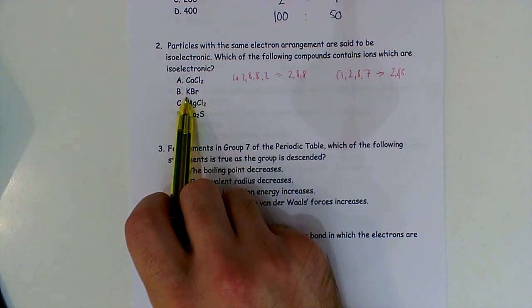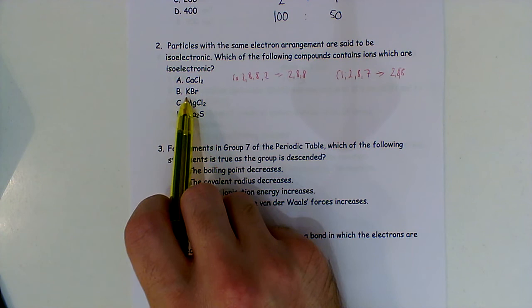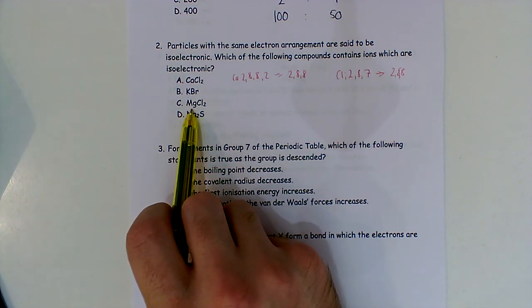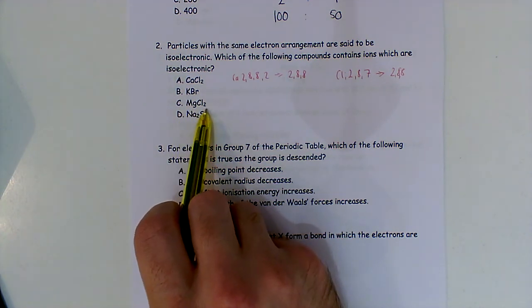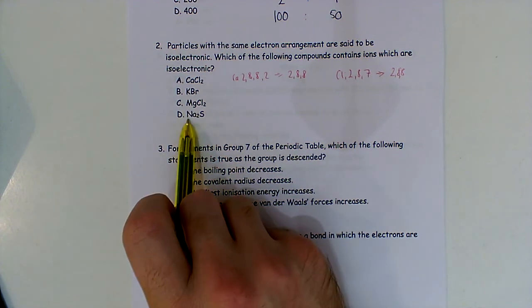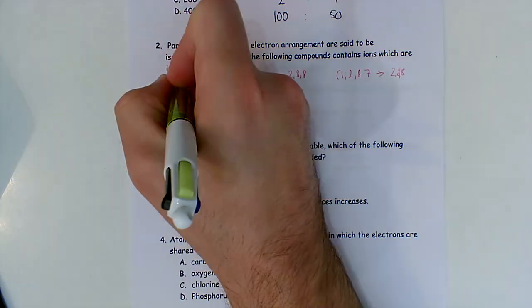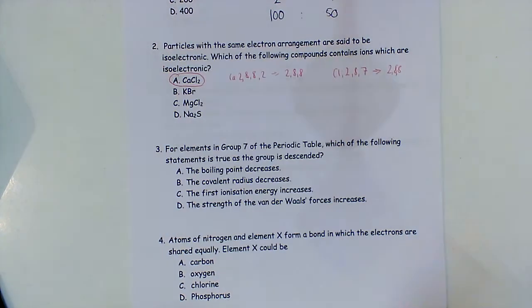Potassium, its ion is going to be 288. Bromine is going to have much more than that. Magnesium is going to just be 28. Chlorine is going to be 288. And sodium is going to, again, be 28, and sulfur is going to be 288. So this is our confirmed answer.